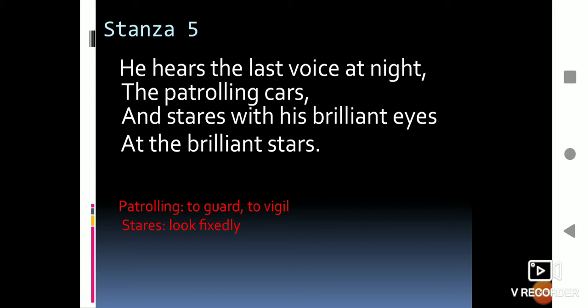So what he's trying to do, he's trying to see the stars. He's trying to be with nature again. He's longing to be a part of nature again instead of being locked in a cage. So the poet is saying that in the night, the tiger hears the sounds of the patrolling cars, and then he stares at the shining stars with his shining eyes. The tiger is sad because he wants to be free like humans.